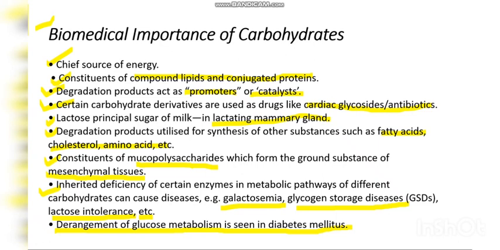This is the end of the topic on carbohydrates.